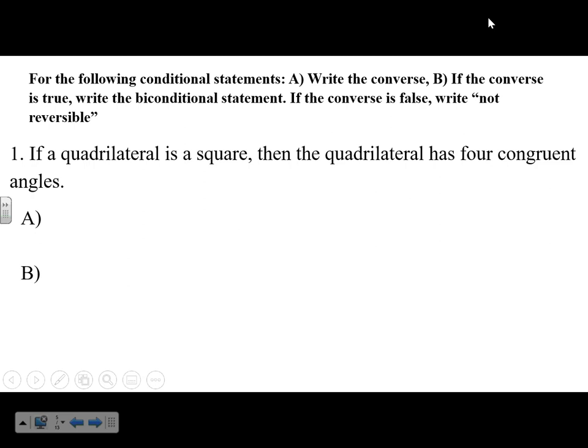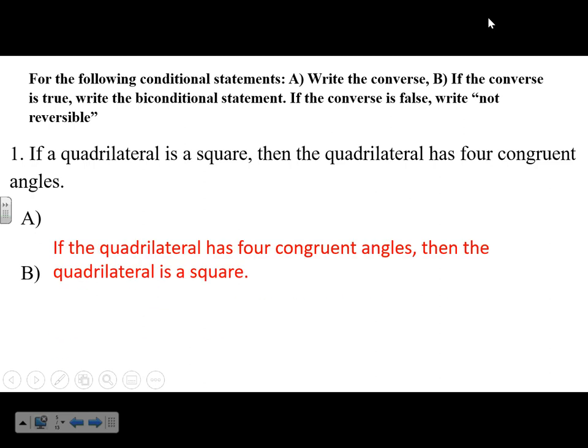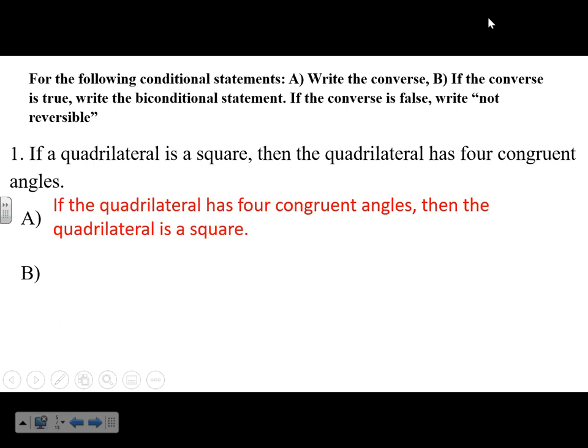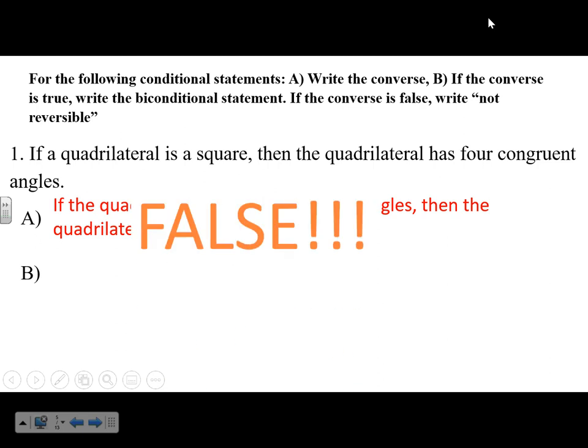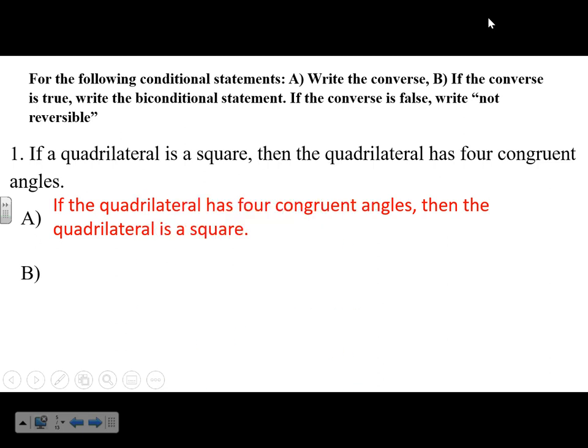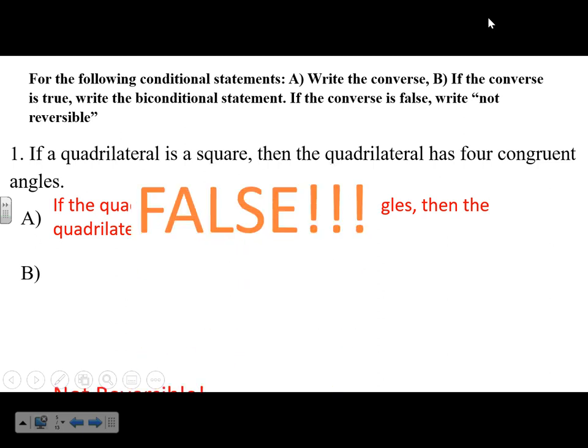The first one: if the quadrilateral is a square, then the quadrilateral has four congruent angles. That is true. The converse: if the quadrilateral has four congruent angles, then the quadrilateral is a square. That's actually false, because just because it has four congruent angles doesn't mean it's a square. It could be a rectangle. A rectangle would be the counterexample. Since it's false, you cannot reverse this. It's not reversible, so it is not a biconditional.